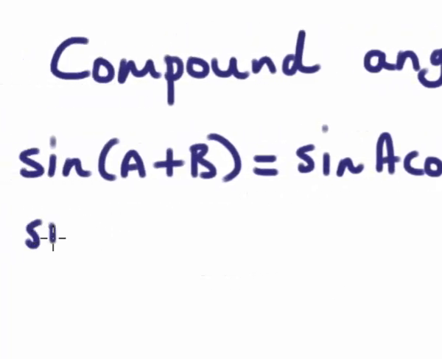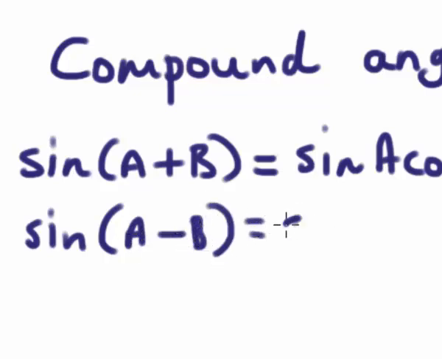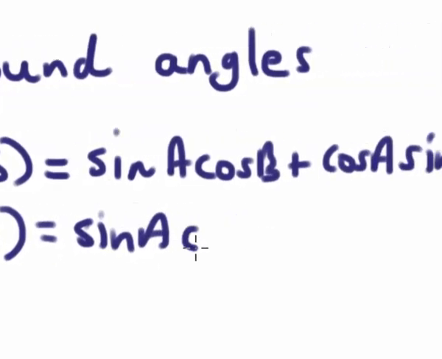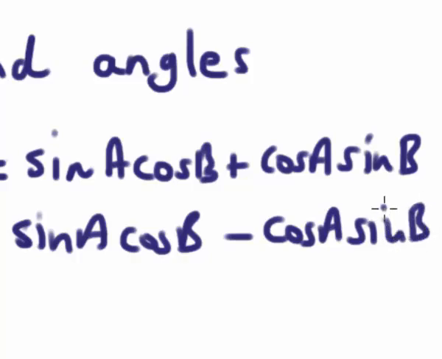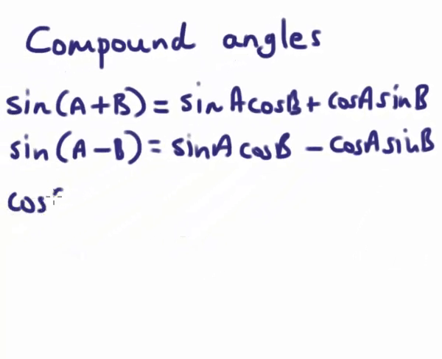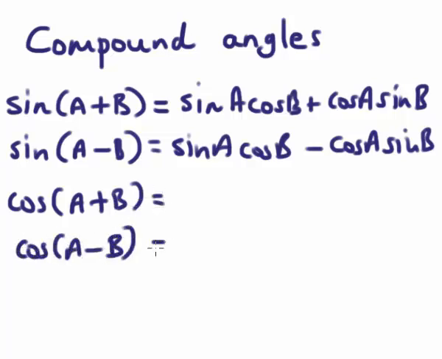There's also one for A minus B. It works like this: sine A multiplied by cos B, subtract, we keep the same sign, cos A sine B. Okay, and then for your friends, the cos of A plus B, there's one, and also for cos of A minus B. Now these are the sum and difference of two angles.